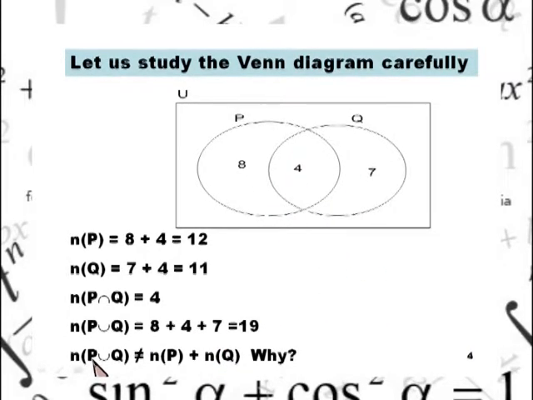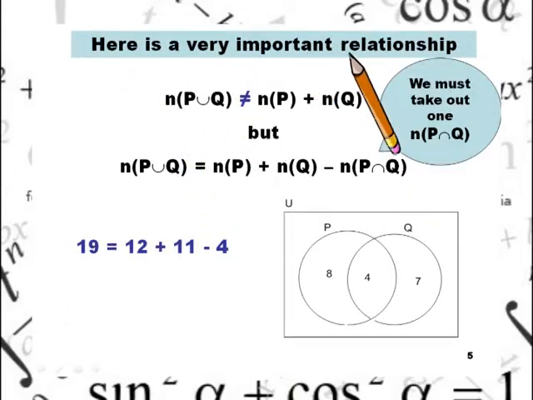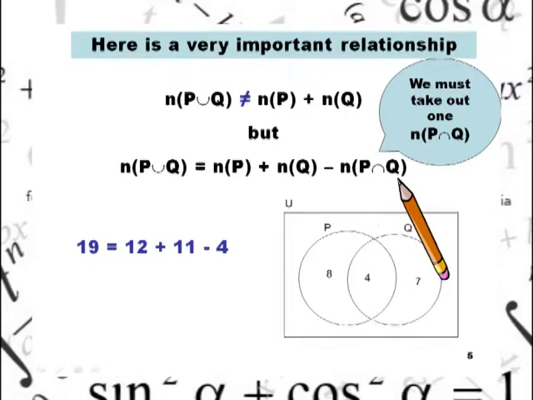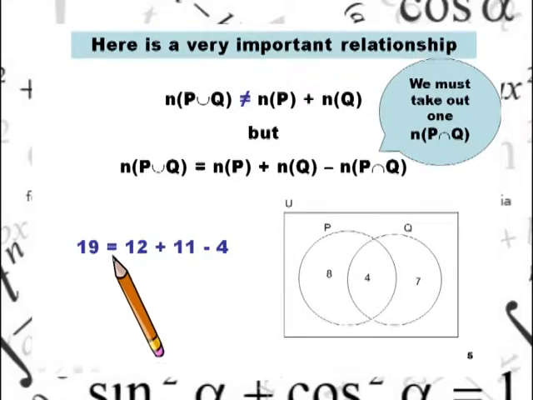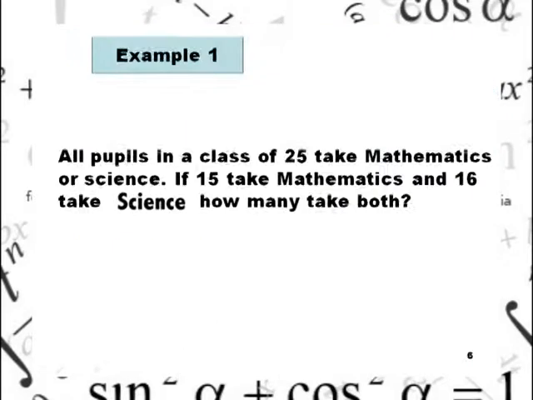The number of elements in P union Q is not equal to the number of elements in P plus the number of elements in Q. Why? Here is a very important relationship. The number of elements in P union Q is equal to the number of elements in P plus the number of elements in Q, subtract the number of elements in P intersect Q. We must take out one copy of the numbers in P intersect Q. So 19 is equal to 12 add 11, take away 4.